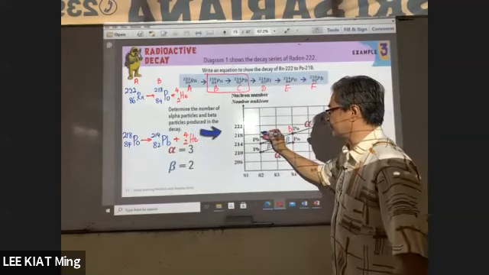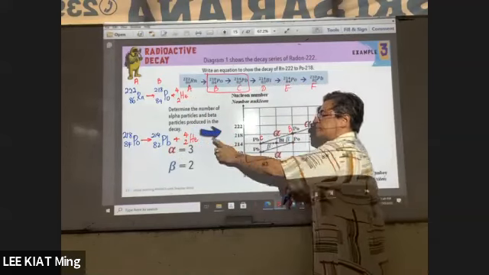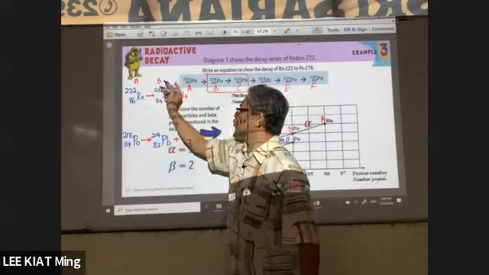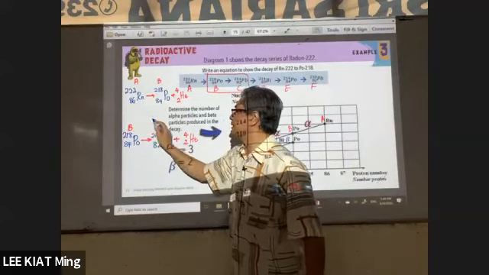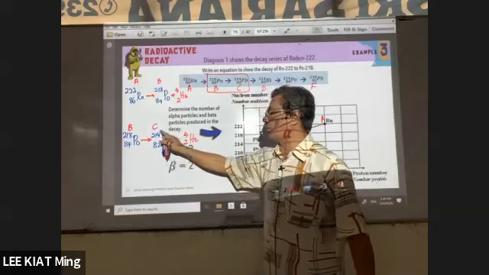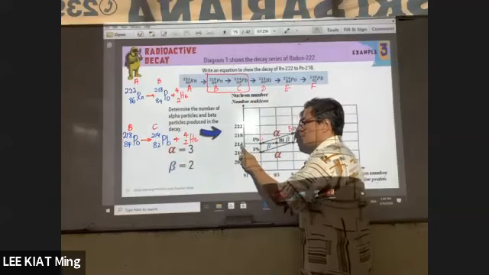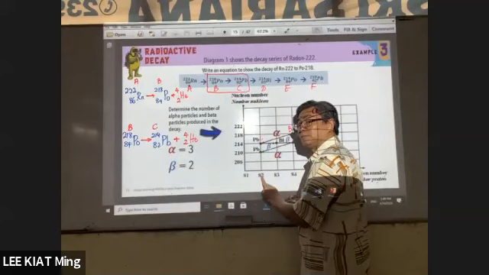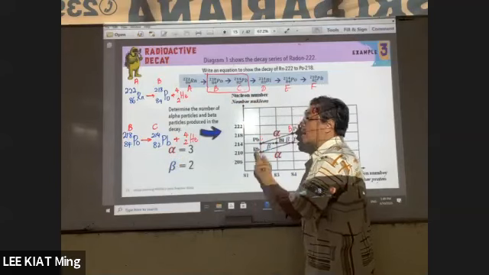And then you reach C already. You can check whether your C is correct or not. Alright, this is A to B. This is actually from B to C. You check your C correct or not. 214 and 82. See here? 214, 82. But then, now we go to the next step.